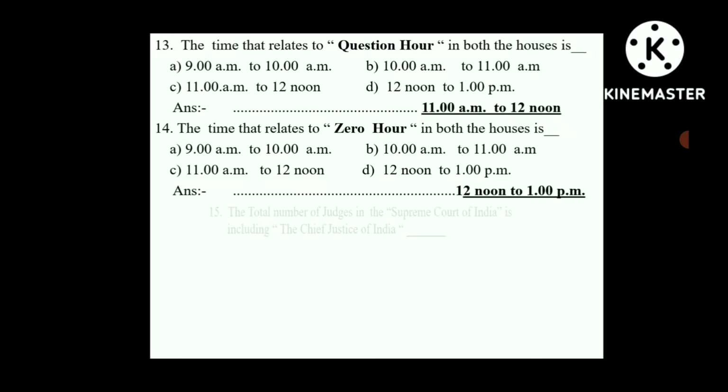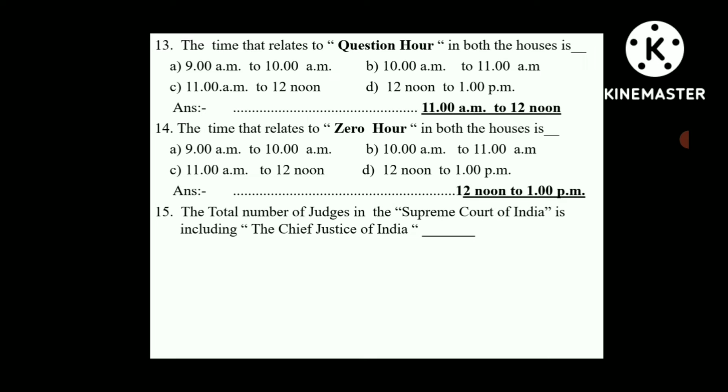Coming to 15th number question, the total number of judges in the Supreme Court of India, including the Chief Justice. Here the options are 30, 32, 33 and 34. This means the number is counted for the Chief Justice of India too. So Chief Justice and other judges constitute the entire bulk of judges of Supreme Court of India, and that comes to 34.